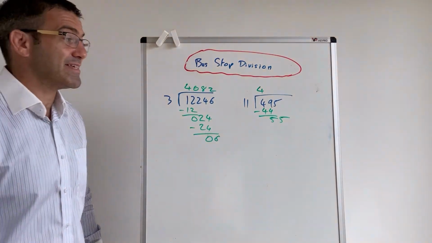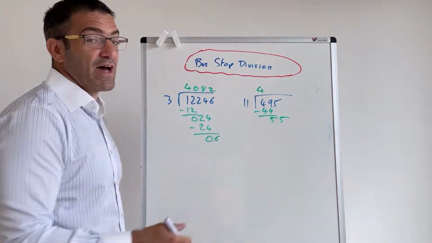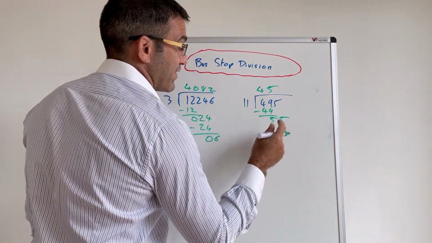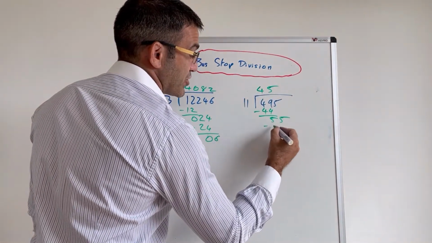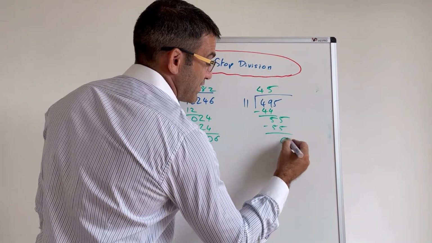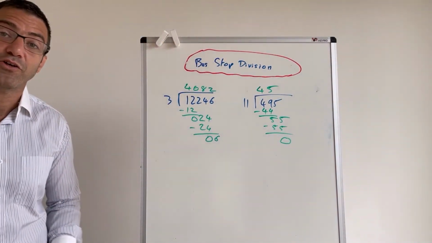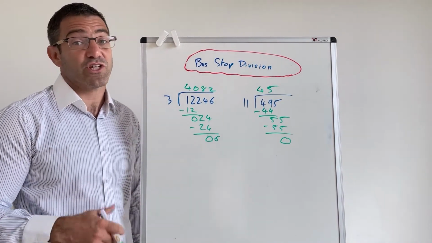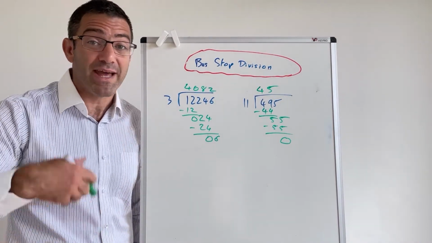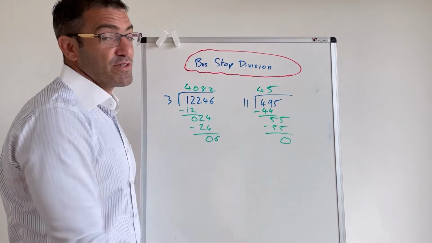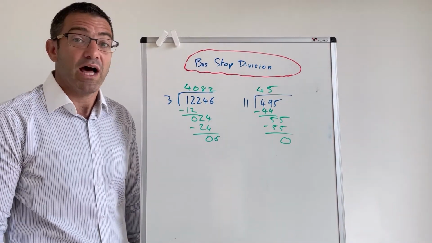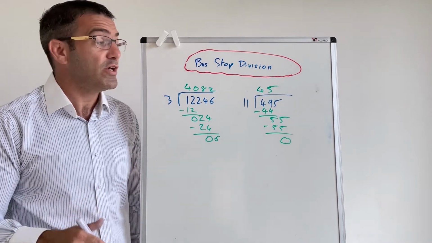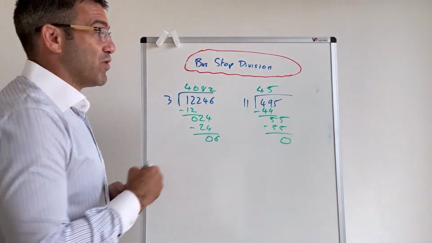How many times does 11 go into 55? It goes 5 times, and so 45 is the answer to this question. 55 minus 55 is 0, and this is how you do the bus stop method. Now, there's no remainders here, so it's actually relatively straightforward. If there were remainders, then you have like decimals, and we can work on this a little bit more. I'll cover this on another video, which will probably be bus stop division level 2. So we're going to label this level 1, right?